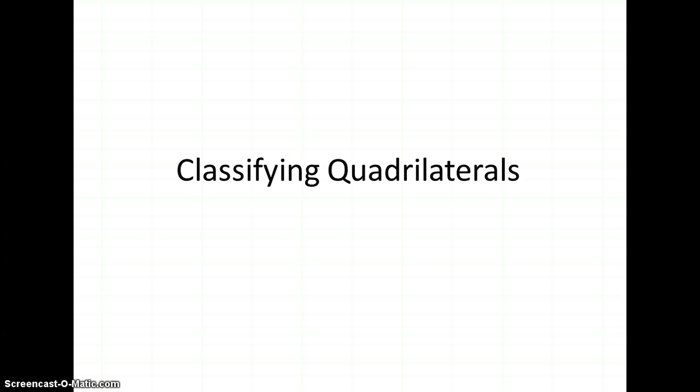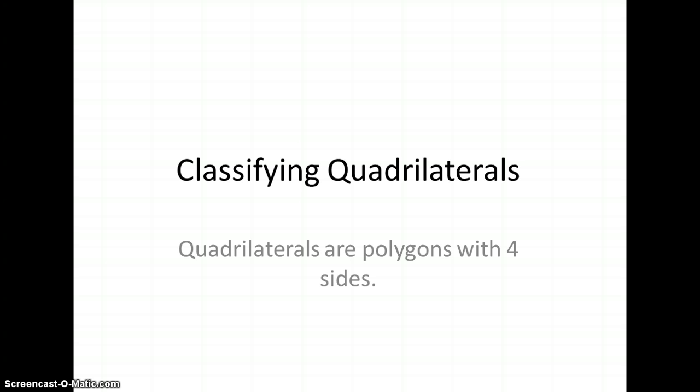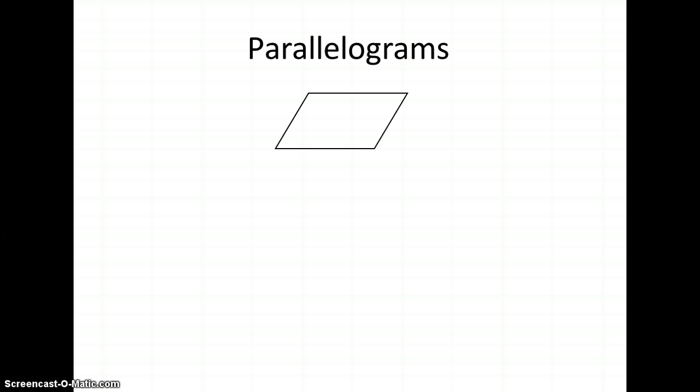Now we're going to talk about classifying quadrilaterals. Remember, quadrilaterals are polygons with 4 sides. Let's first talk about a group of quadrilaterals called parallelograms. Parallelograms have opposite sides that are congruent. So, the top and the bottom are congruent, but then so is the left and the right. They're congruent to each other.